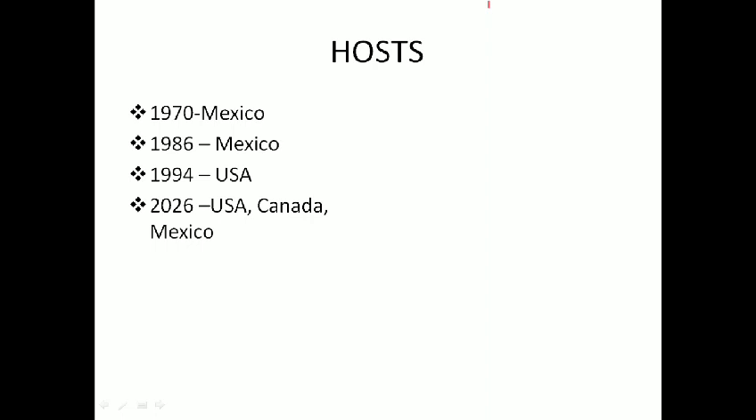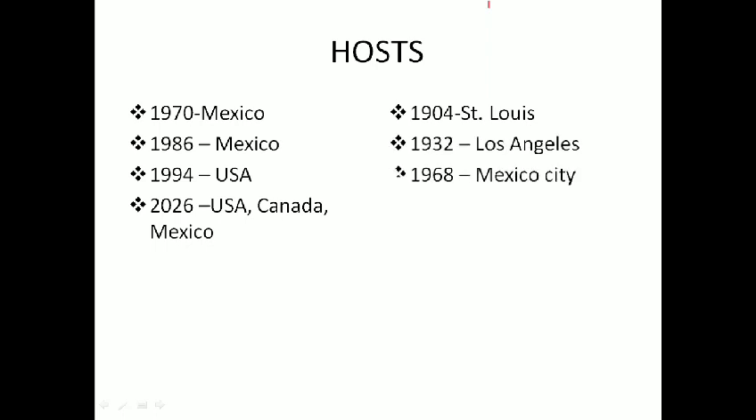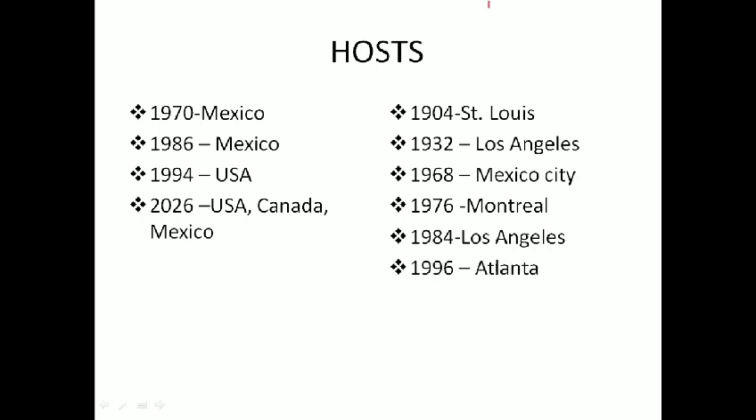2026. Now, next is 1904 St. Louis in USA. What happened? For the first time, Summer Olympics were hosted. 1932 Los Angeles. 1968 Mexico City. 1976 Montreal in Canada. 1984 Los Angeles again. 1996 Atlanta.